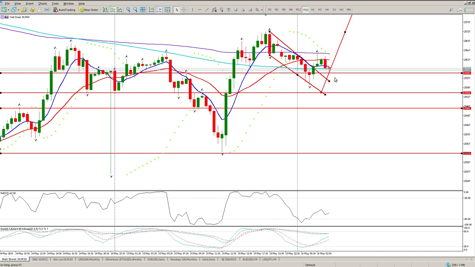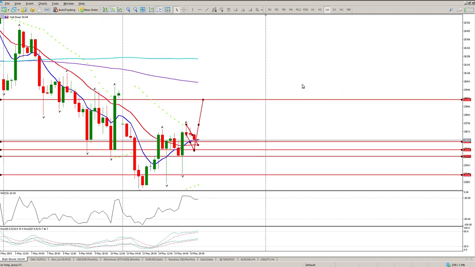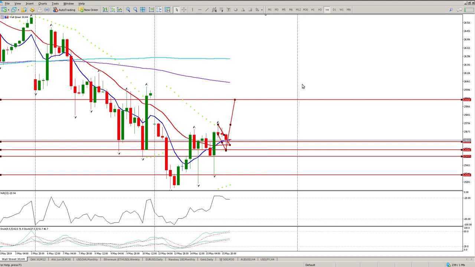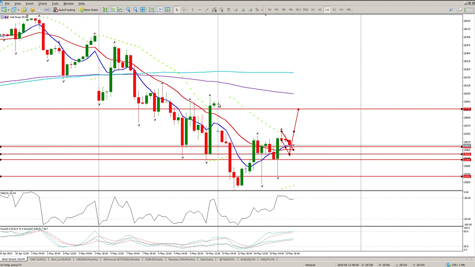Okay, anyway guys, that's it for me today. I'm looking for longs and I am anticipating a reversal of this move to the downside, at least to come and close this gap, I would say. After that, who knows?